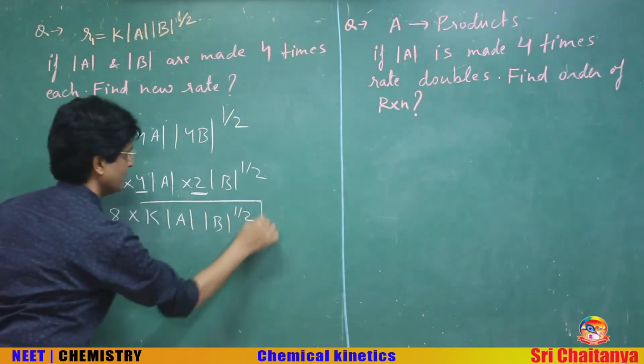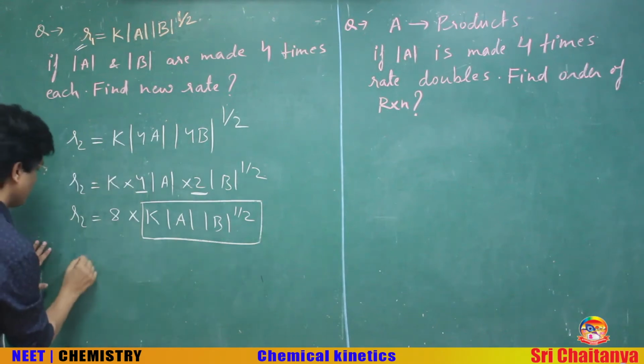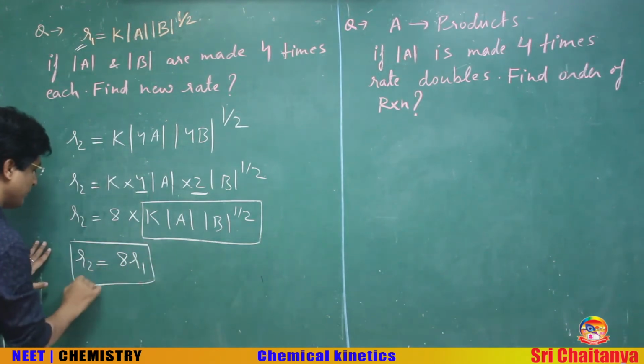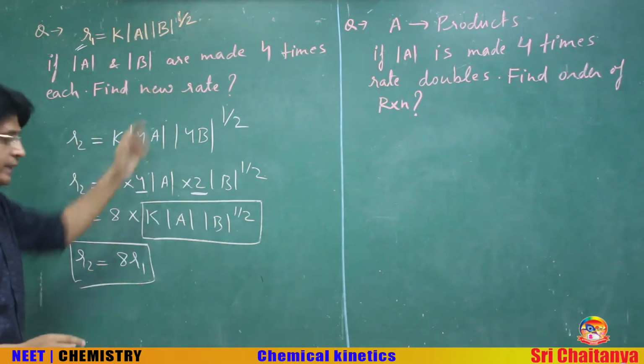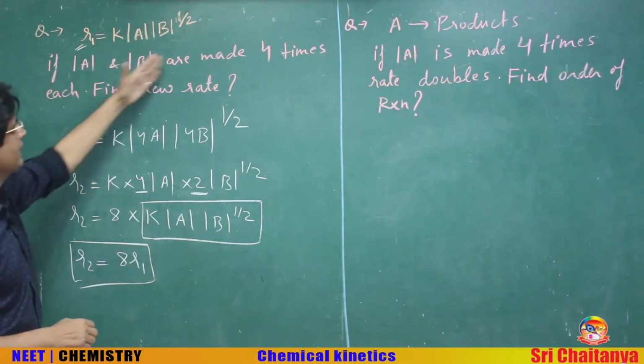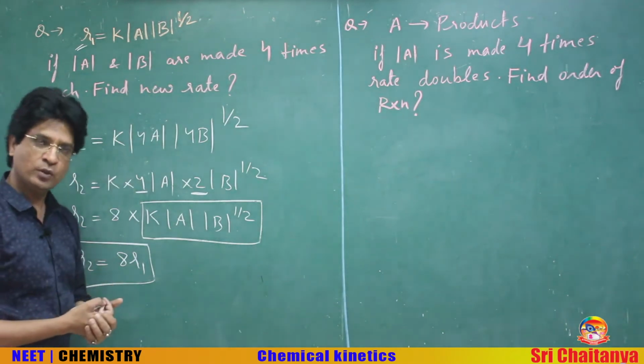Now what is this? This is nothing but R1. So R2 will be 8 into R1. That means the final rate or the new rate will be 8 times the initial rate, just because we have changed the concentration. We know that rate can be changed by changing concentration.